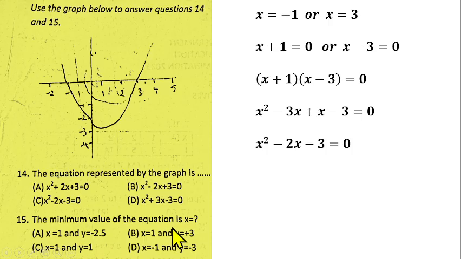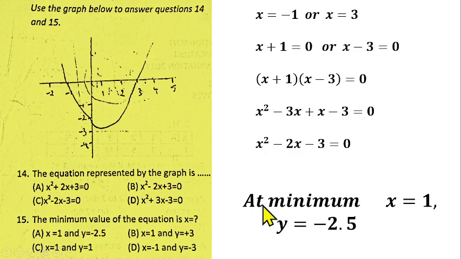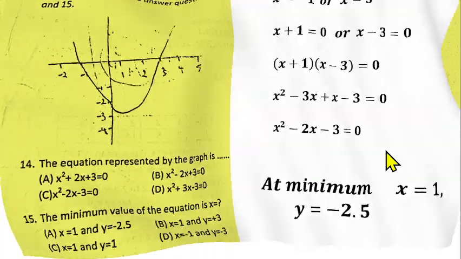But we also need to find the value of x at that turning point. So at the turning point, x will be around here. Look at it from here, trace it up, that will be x equal to 1. So at the turning point x equals 1, then y is minus 2.5. Which is option A for question number 15.